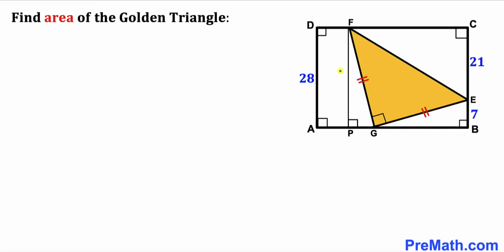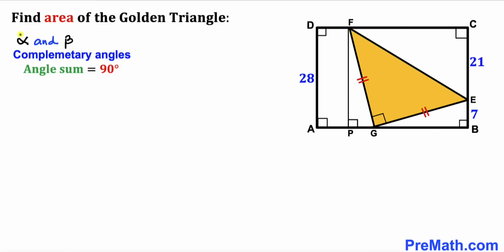And here's our next step. I have drawn this auxiliary line FP by dropping a perpendicular on this side AB, and as a result we got this right triangle GPF. And here's our next step.